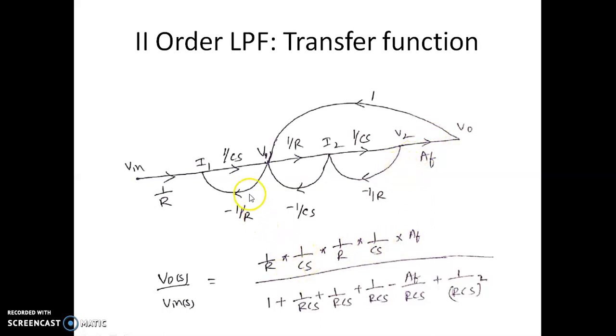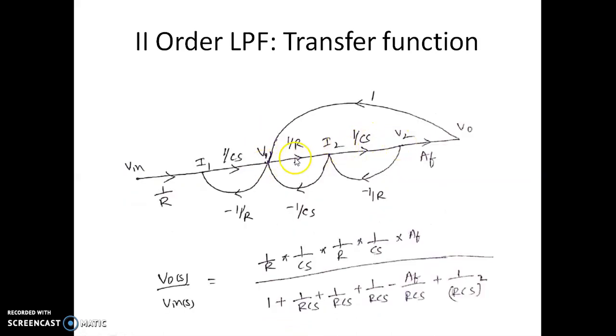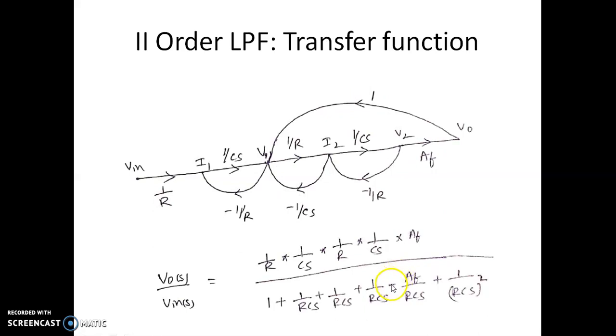And we can see there are 1, 2, 3, 4 loops. So this is 1 plus, this is loop 1, loop 2, loop 3. And of course the fourth loop is the bigger one, that is 1 over R into 1 over CS into AF, and there is positive feedback there. That's why we have the term which is negative here. The other 3 loops are having negative feedback, that's why they are all plus.